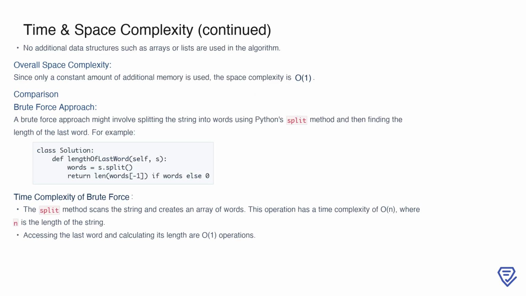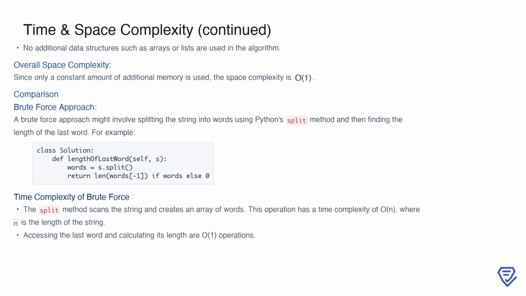This efficiency in space usage is further emphasized when comparing the current approach to a brute force method. A brute force approach might involve splitting the string into words using Python's split method and then finding the length of the last word. For instance, we could implement it as follows. The method splits the string into a list of words and then accesses the last word to compute its length. While this approach has a time complexity of O(n), due to the split operation, it introduces an additional space complexity of O(n), because the split method creates a list to store the words.